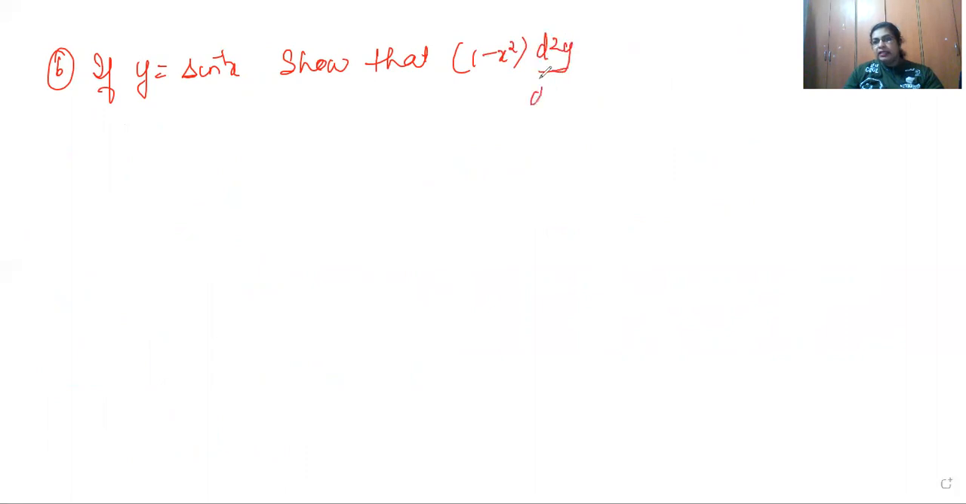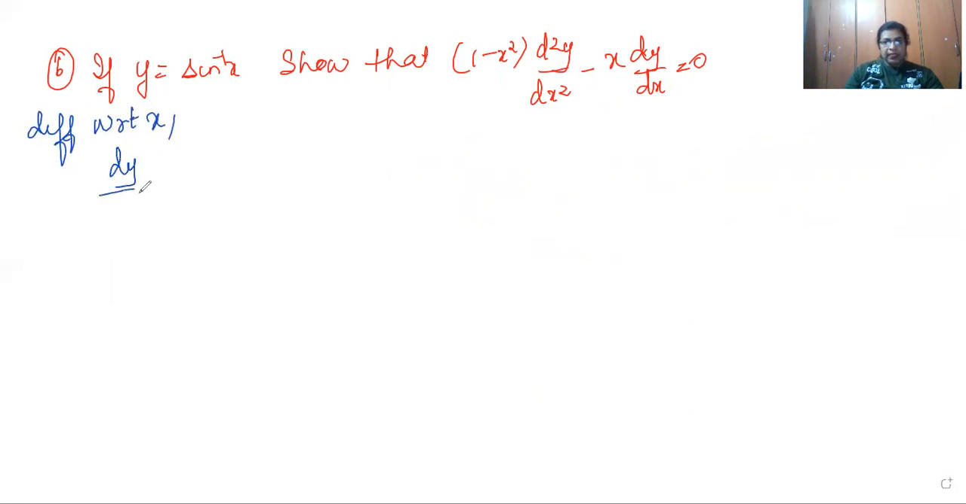Suppose y is equal to sine inverse x. Show that (1 minus x square) into d square y by dx square minus x into dy by dx is equal to 0. Very easy. Here you just have to know sine inverse x's derivative. That's it. So dy by dx is the first derivative, d square y by dx square is the second derivative, which you know. So when I differentiate with respect to x, what do I get?